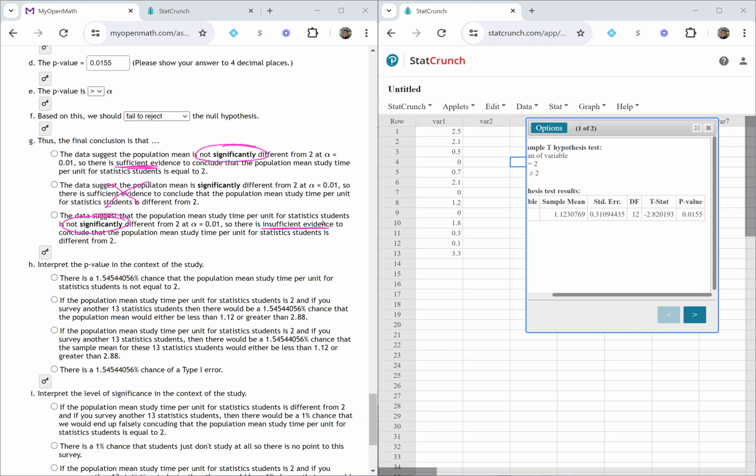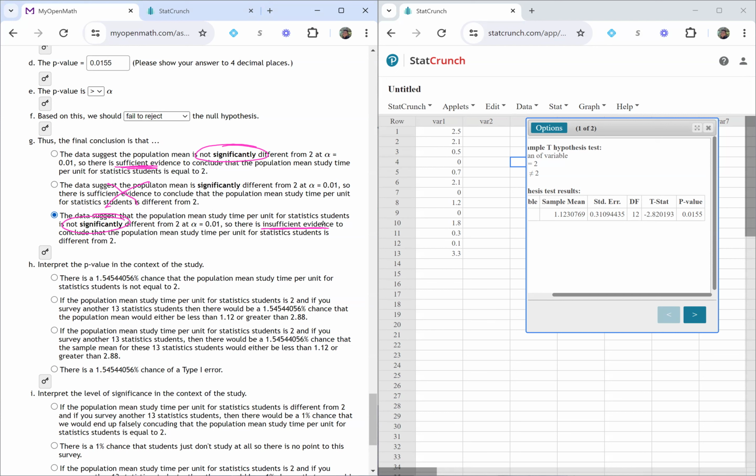So that means that there's insufficient evidence to conclude that the population mean study time per unit for statistics students is different. We don't think it's going to be that different depending on how many samples we take. Our data suggests that this population mean study time per unit is not significantly different, so there's insufficient evidence to conclude that. All right, let's take a look at H. H says, interpret the p-value in the context of the study.